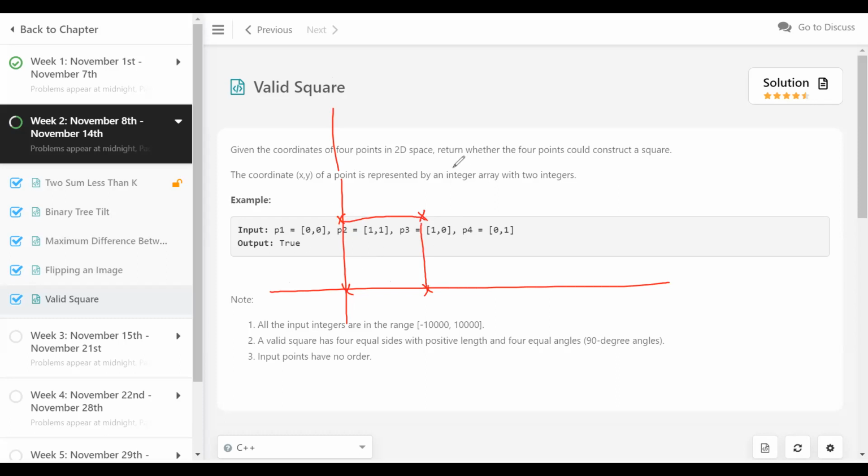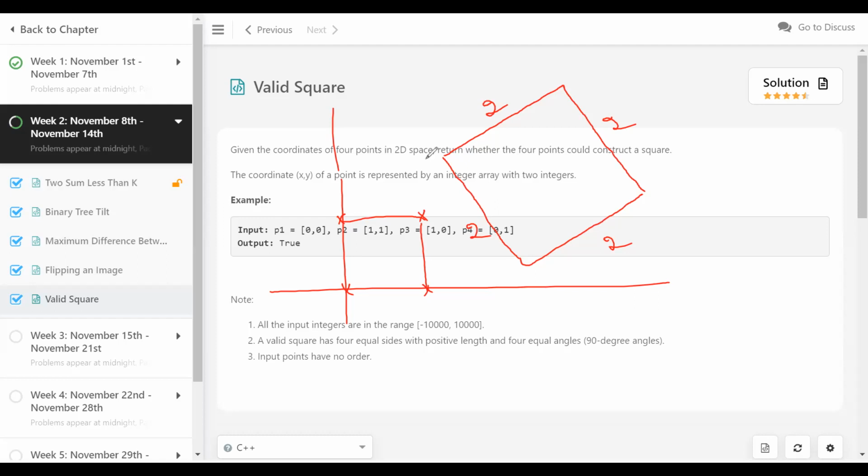What if the square is somewhat tilted like this? In this case, I don't know what the length is. Suppose the length of each side is, say, 2, so all of them are going to be 2, but the points are not aligned in the same way. So we need to figure that out. And the points are given in any order, so that shouldn't matter.